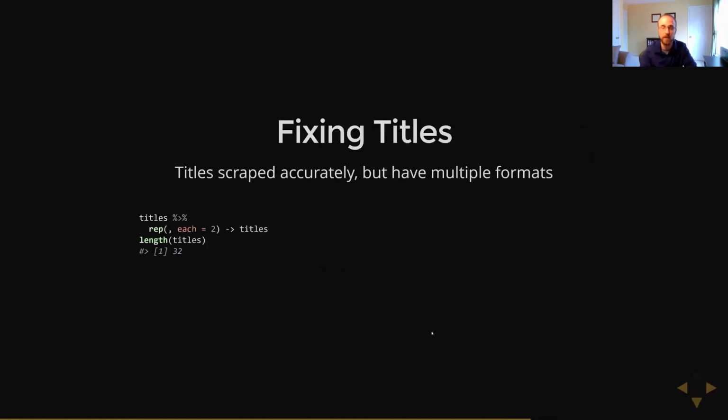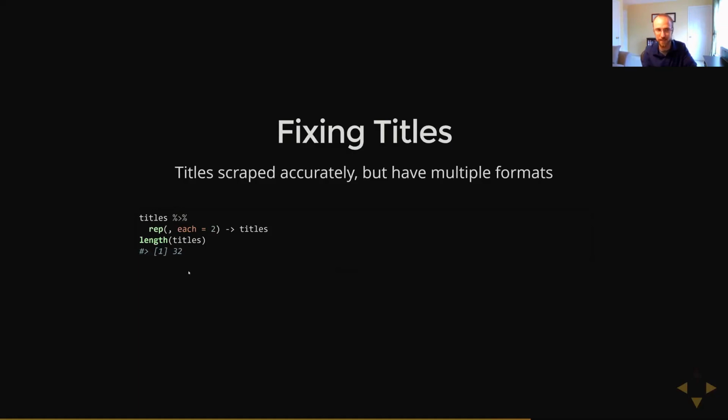To fix the titles, right? Good news is the title scrapes accurately, but we have multiple formats for every title. So the first pass I want to do is just use a repetition function and then copy it. So essentially, you'd have R for data science. You'd have the R cookbook. And what this is going to do is it's going to repeat each title and then place it next to each other. So now, instead of 16, there's going to be 32 titles, and it'll be R for data science, and then R for data science, and then R cookbook, and then R cookbook. So I'm creating a copy and placing it next to itself in the vector as we move along.